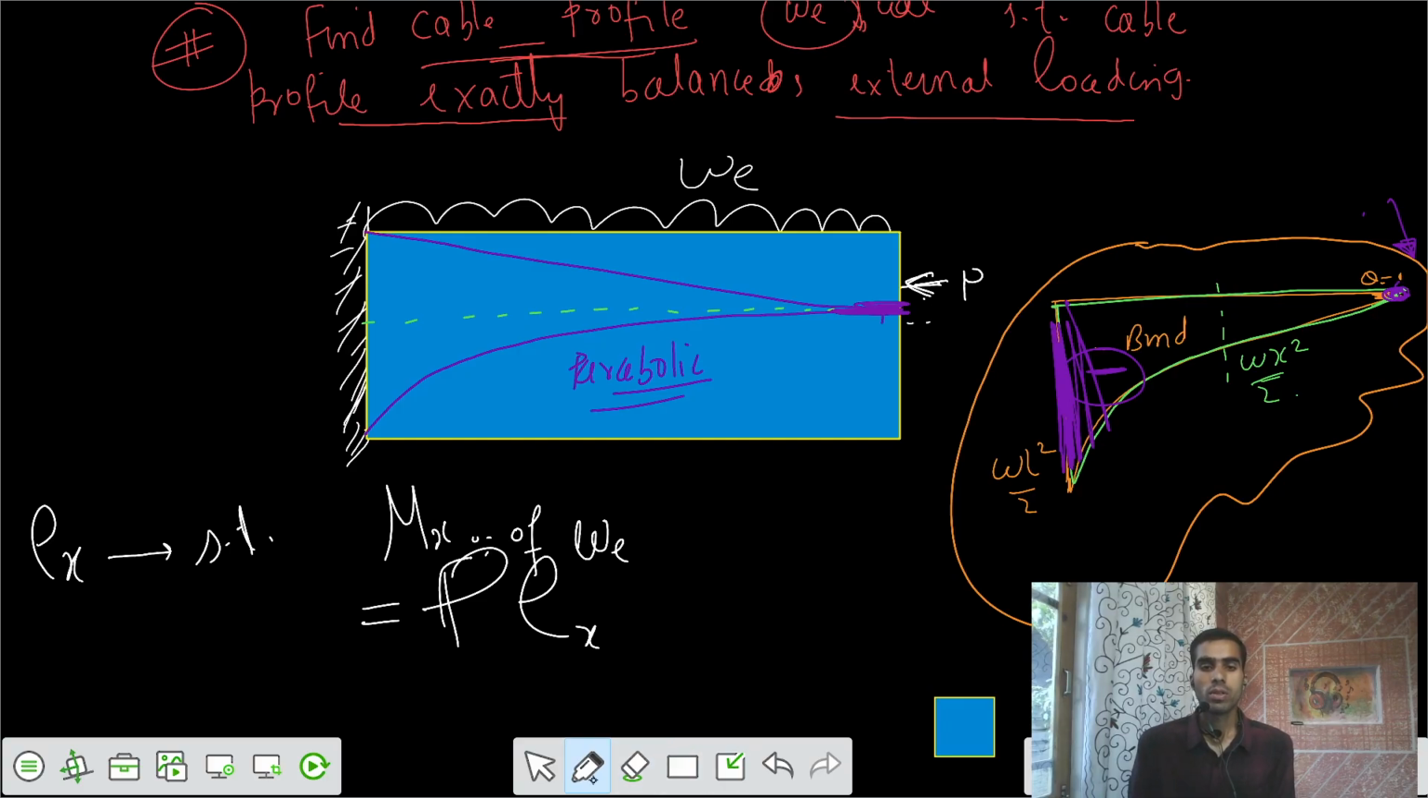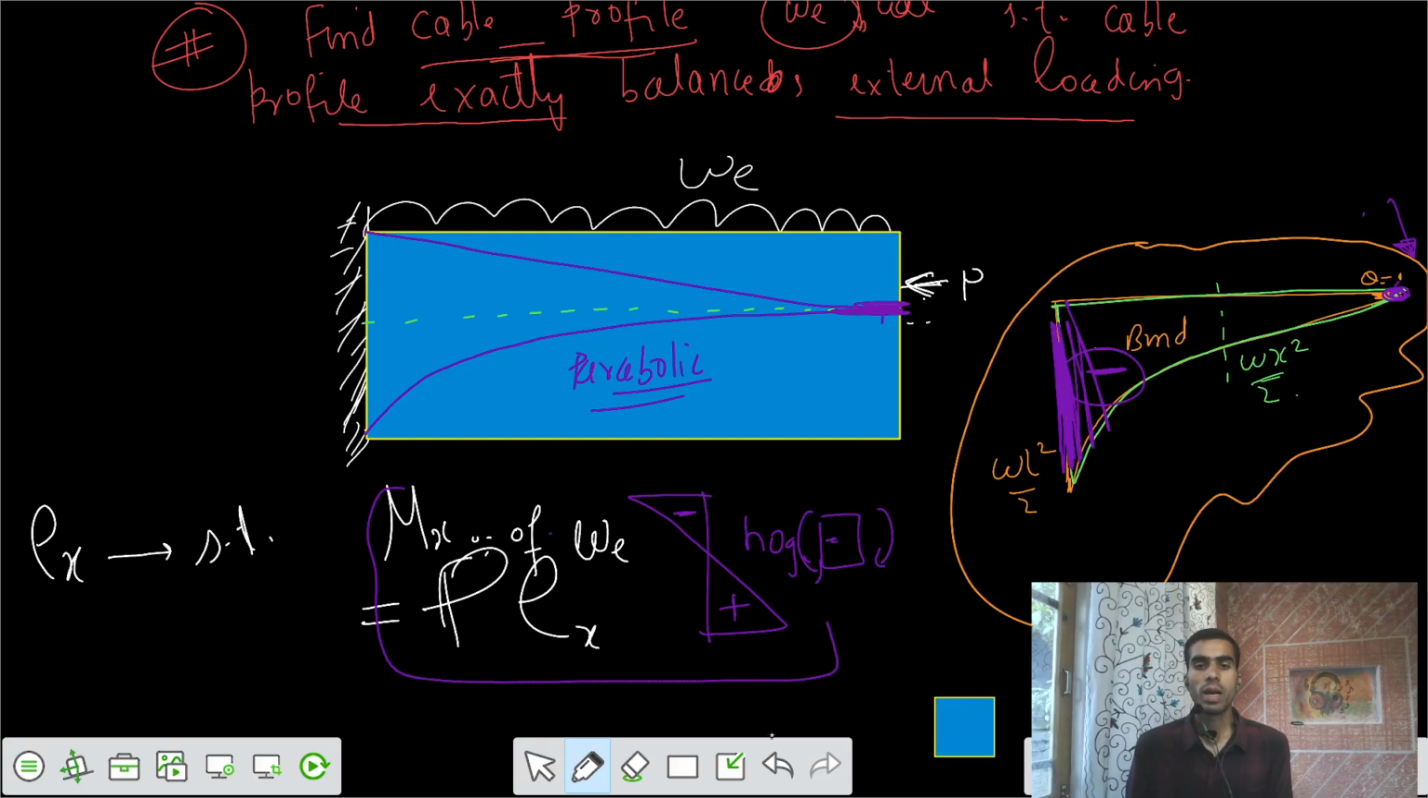I would say because of the external loadings, your bending stresses are in this way: top tensile, bottom compression because of hogging moment. You're applying hogging moment, negative. This is because of the external, and I have to balance those.